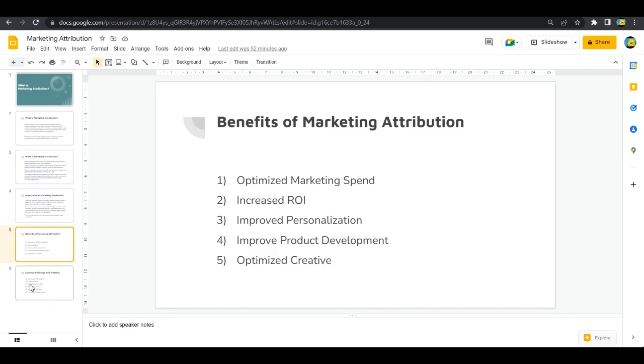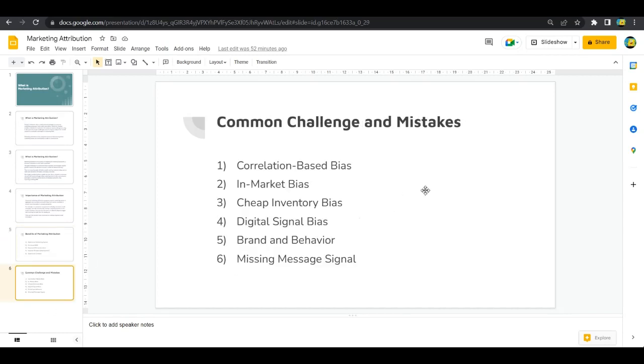Then finally, we have some common challenges and mistakes that could arise while the process of marketing attribution is going on. First is correlation based bias. It means that attribution models can be subject to correlation based biases when they are analyzing the customer journey. So it could look like one event caused another, even if it hasn't.